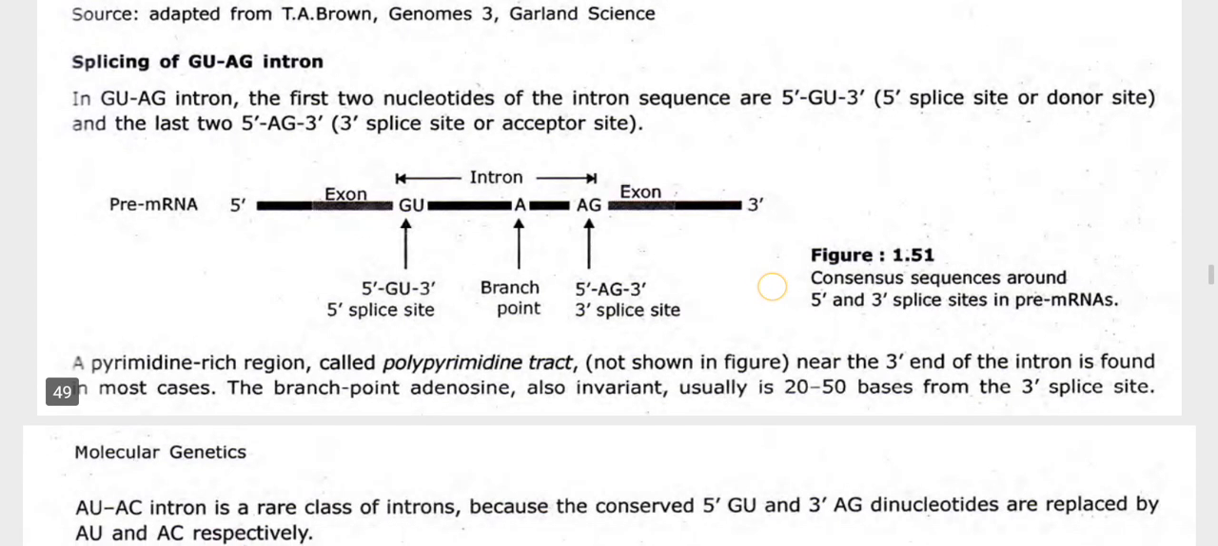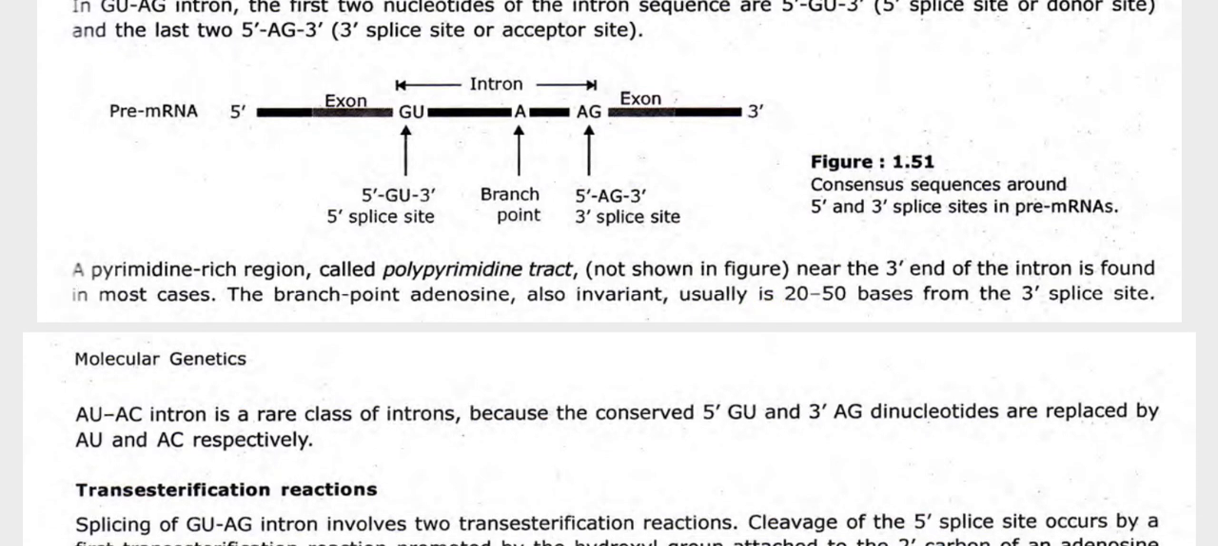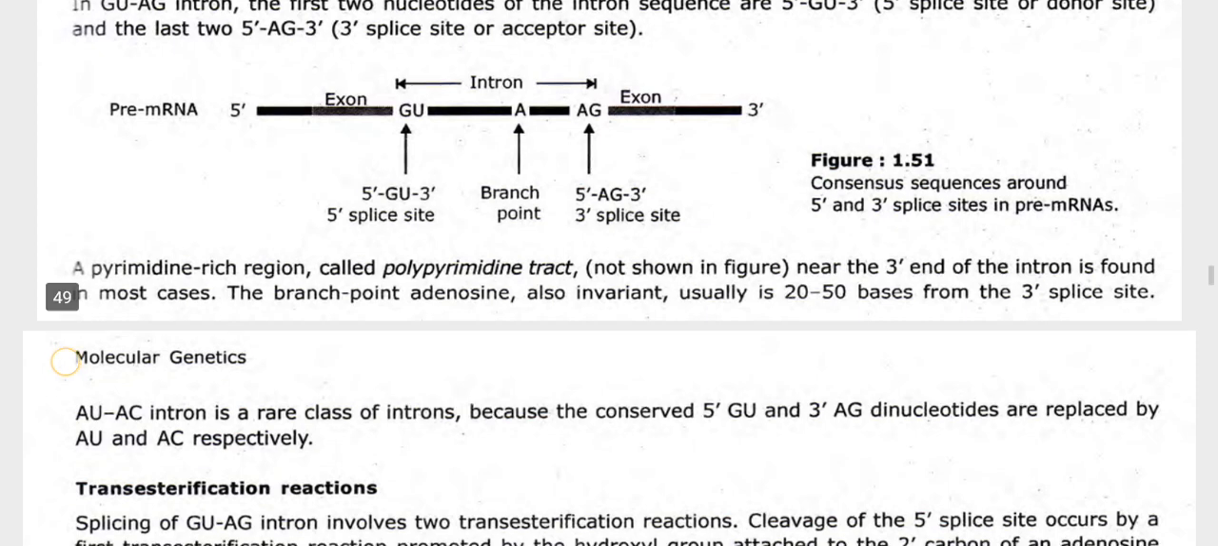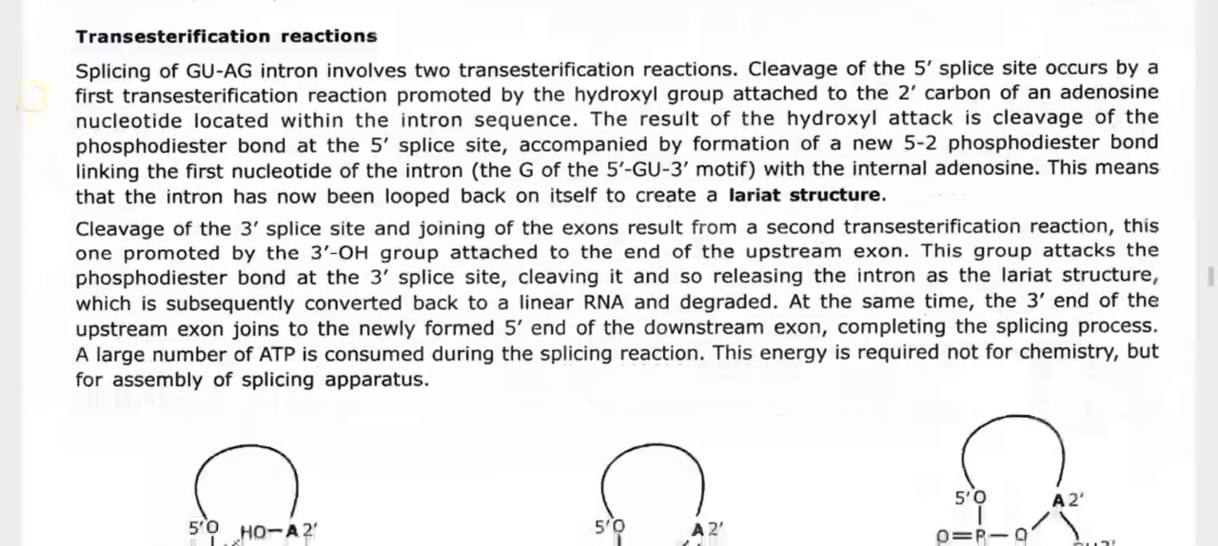So pre-mRNA, exon, intron, exon portions, splice site, branch point, splice site, consensus sequence around the 5' and 3' splice sites in pre-mRNA. A pyrimidine-rich region called the polypyrimidine tract, not shown in the figure, near the 3' end of the intron is found in most cases. The branch point adenosine, also invariant, usually is 20 to 50 bases from the 3' splice site. The AU-AC intron is a rare class of introns because the conserved 5' GU and 3' AG dinucleotides are replaced by AU and AC respectively. Then trans-esterification reactions.